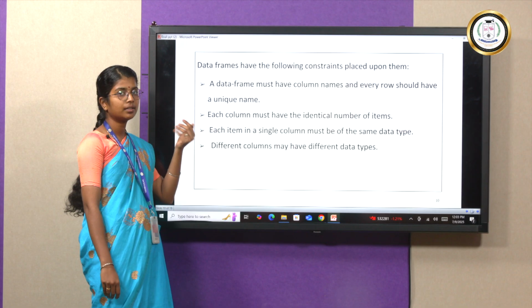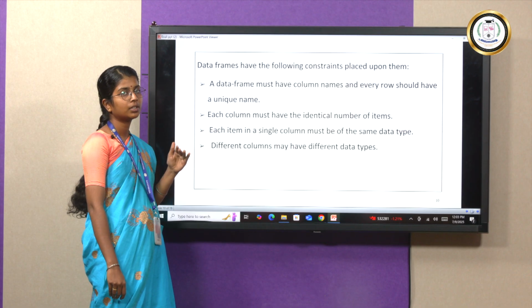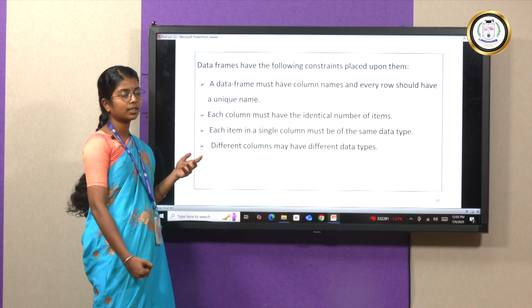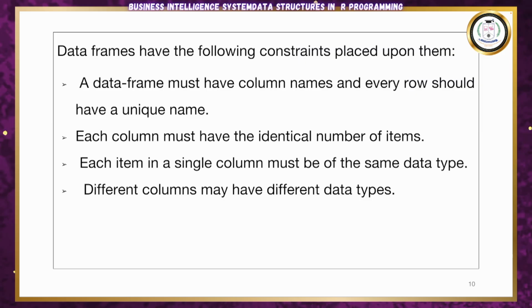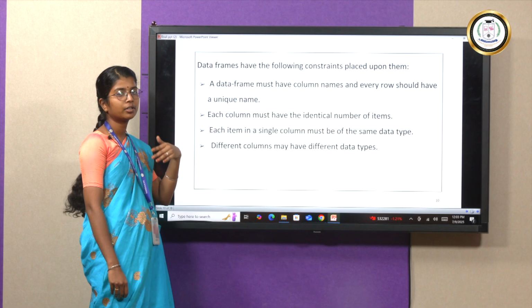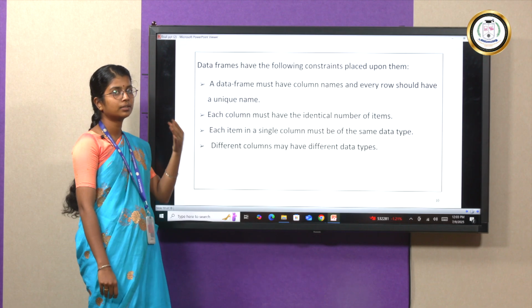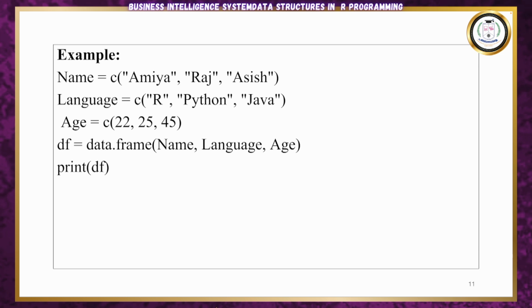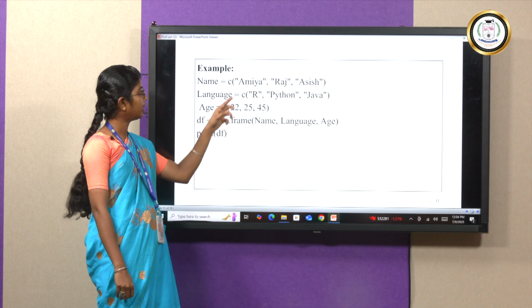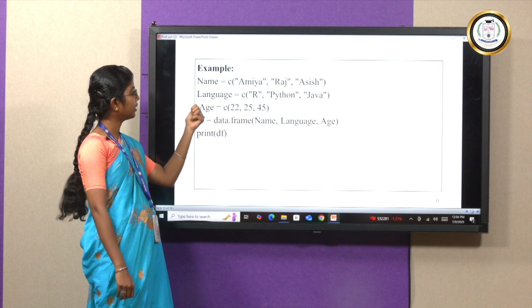If I declare integer, I must have all integer values. I should not include string or character. The fourth one is different columns may have different data types. If I am declaring three different columns, I can have integer, float, string. We'll see an example. In the first column, I am declaring my name, and in the name I am giving all the name values. The second one is language. The third one is age.